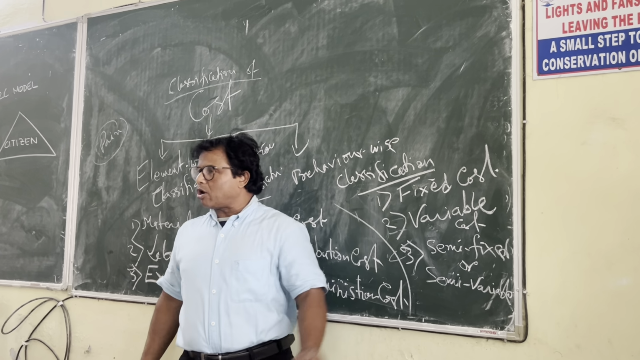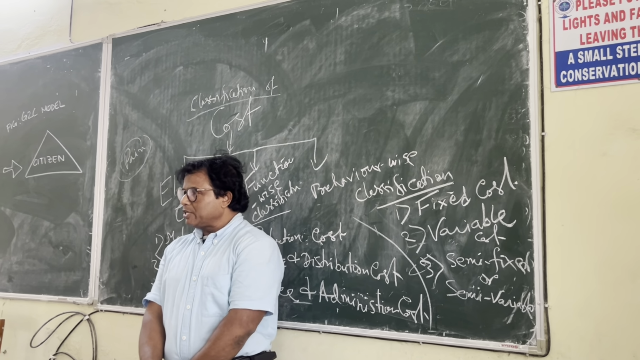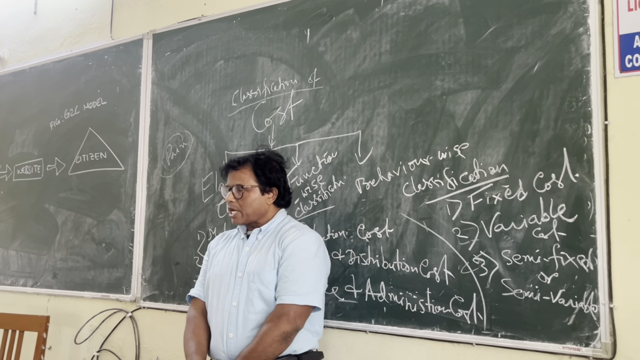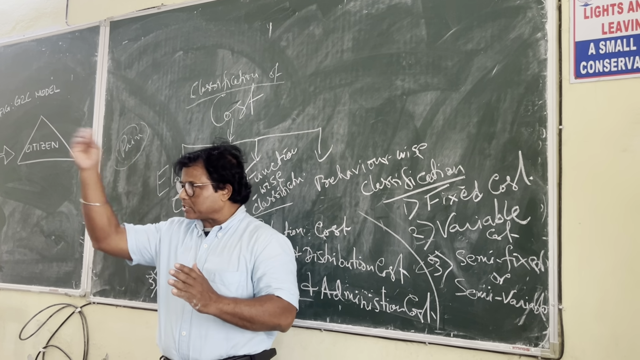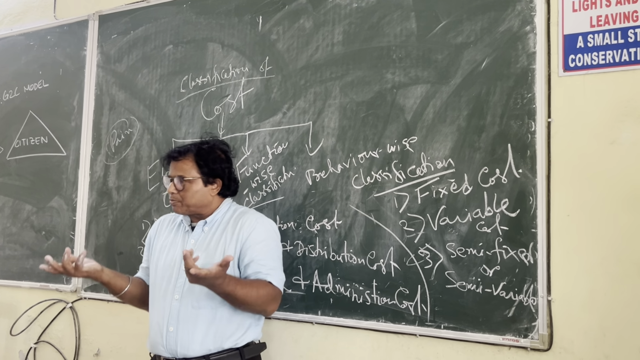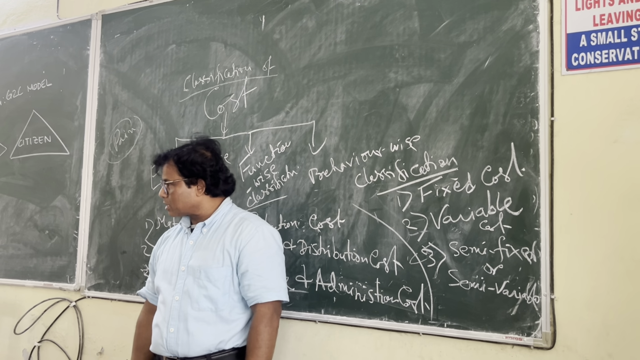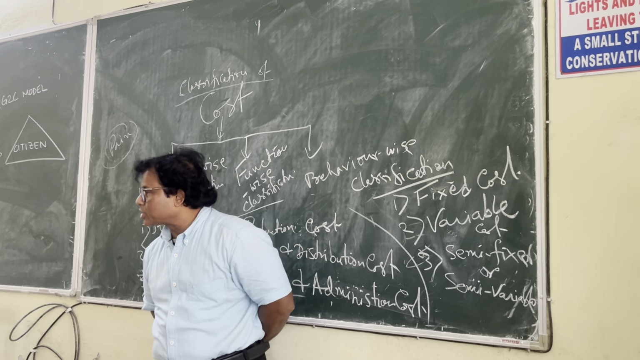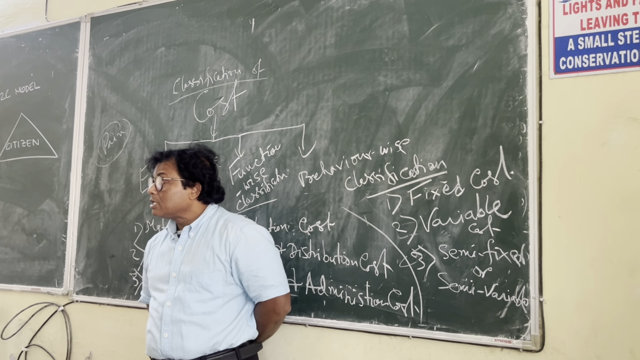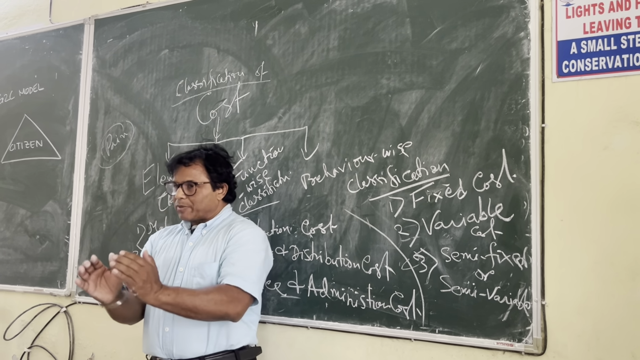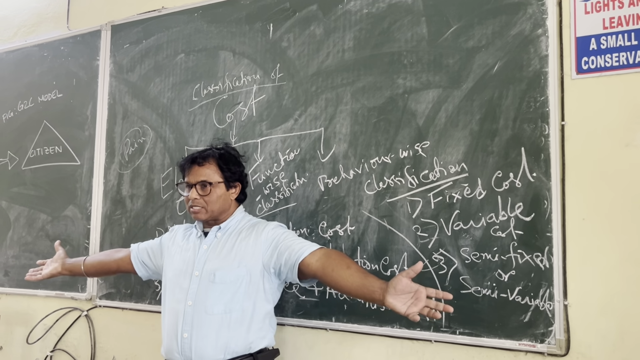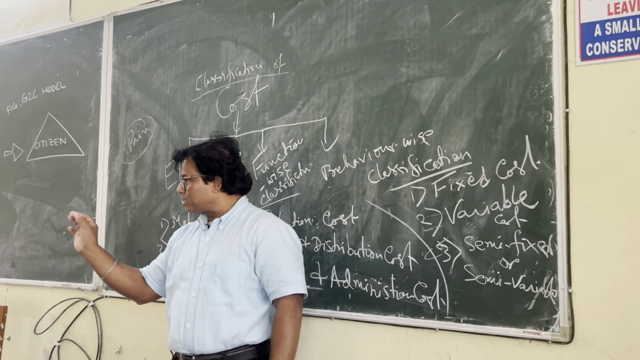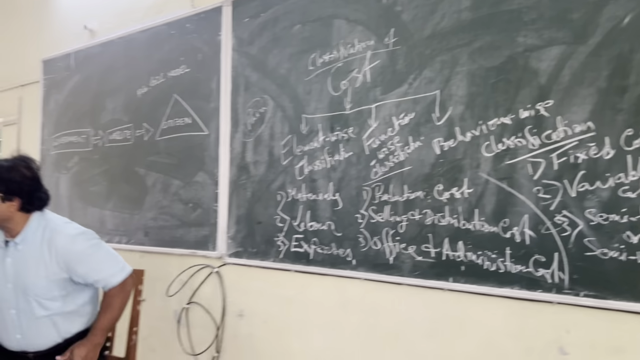Fixed cost means the cost which does not change even if production changes. Suppose your factory rent. If you produce 5 units, you have to pay full factory rent. If you produce 5,000, pay the full factory rent. Correct? So factory rent is fixed cost. And variable, suppose material. If you produce this much, then this much raw material. Produce more, more raw material. Material is variable.